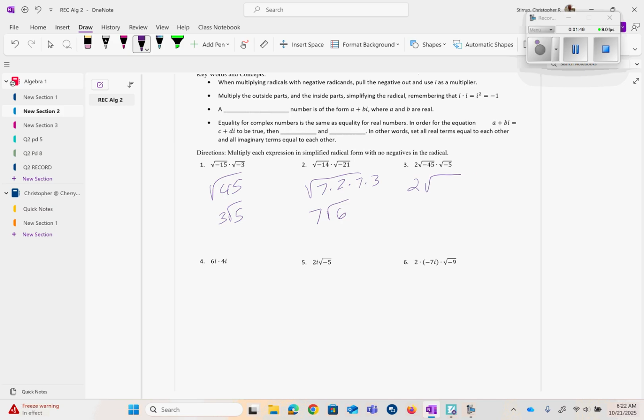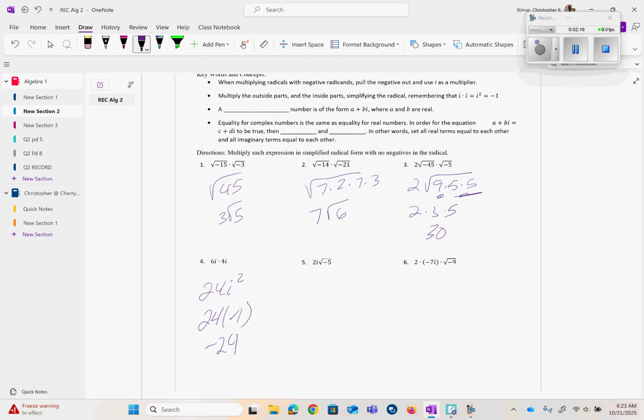Number 3, we can break negative times negative is positive. 45 is 9 times 5. Square root of 9 is 3. Square root of 25 is 5. So 2 times 3 times 5, so that's 6 times 5. So we wind up with 30. This one gives me 24i squared. And you know that i squared is equal to -1. So you get 24 times -1, which is just -24.